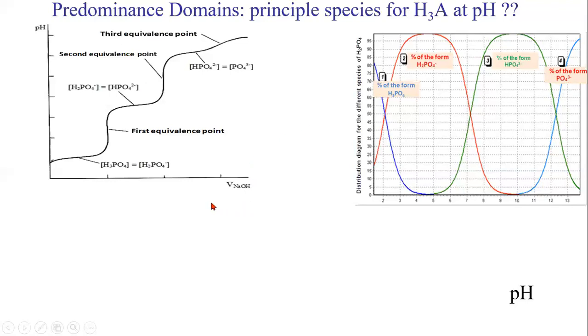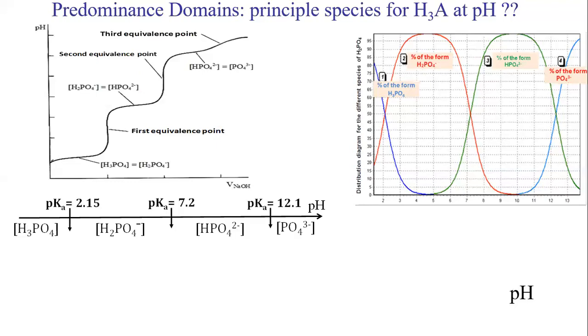Now let's look at the predominance species diagram. Okay, so these are the curves of predominance. This is the titration curve. And this is a distribution diagram for the different species. And now we're going to talk about the predominance diagram. I talked about it before, but this is really where I want you to concentrate with me in this area.